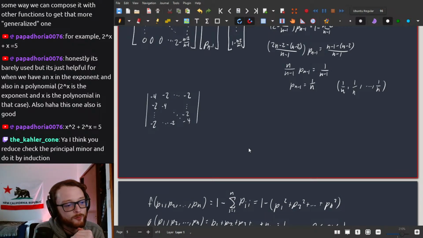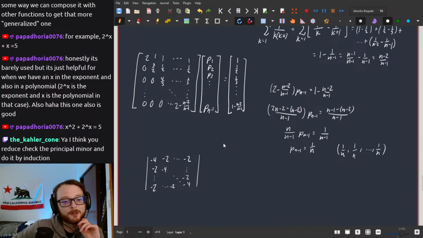I think you reduce, check the principal minor, and do it by induction. Oh, interesting. Because I showed earlier that it should be a full rank matrix, so it shouldn't be 0, or it should never be 0. What is the principal minor? Is that like the 2x2 matrix up here?